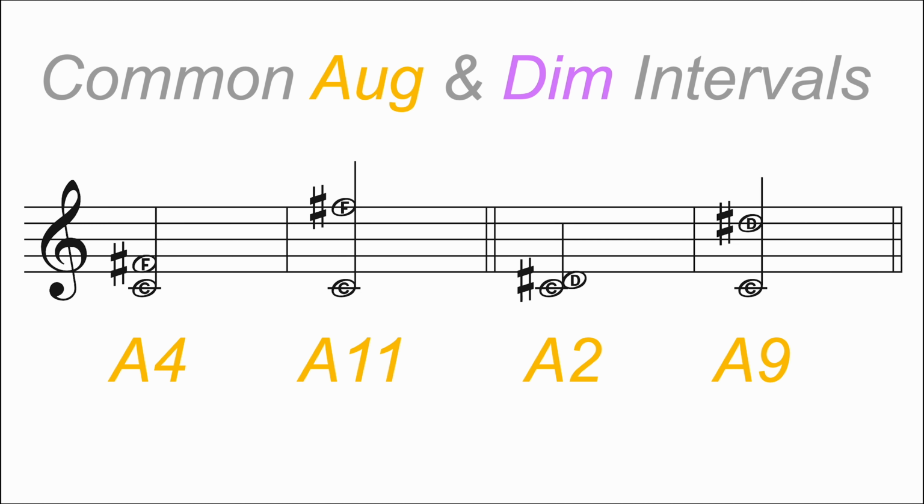Some other common uses of these augmented intervals is in some complex chords. So C to F sharp is an augmented fourth, but if we put the F sharp up an octave, that now becomes an 11th, or the D sharp up an octave would become a 9th as well. So let's unpack that a little bit.